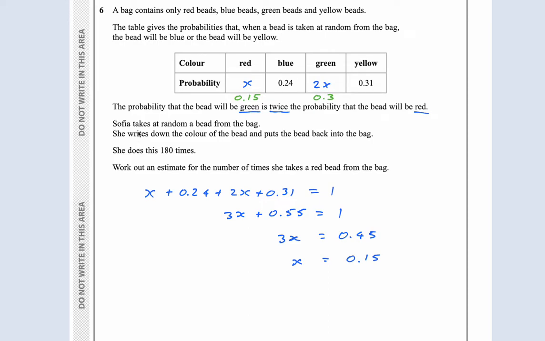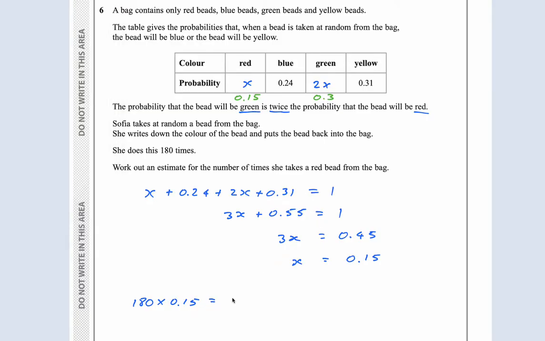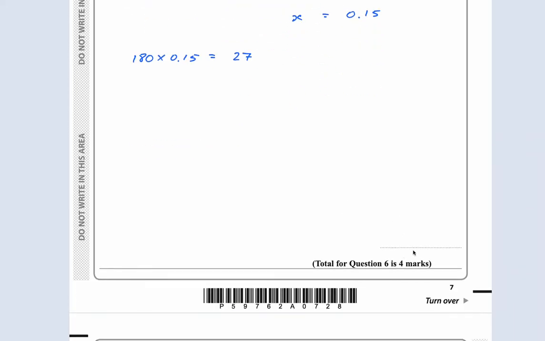But the question says she is going to take this bead out of the bag 180 times. The probability that it's red is 0.15. So if I just do 180 times 0.15, that will give me an estimate for the number of times she takes a red bead from the bag. 180 times 0.15 gives me 27. I'll write that here.